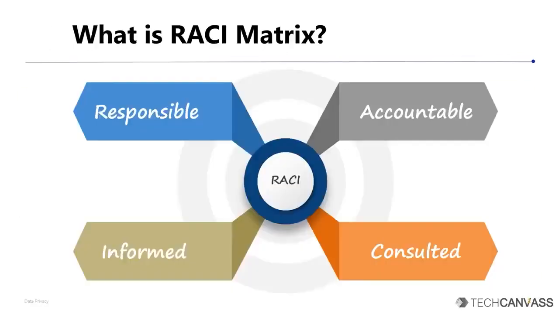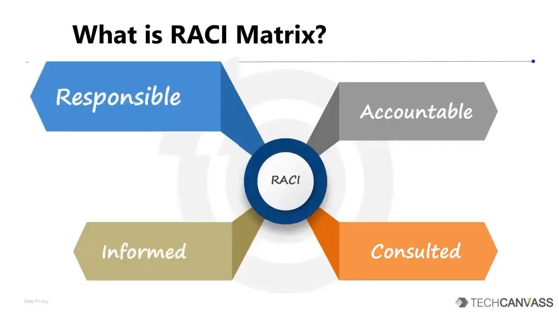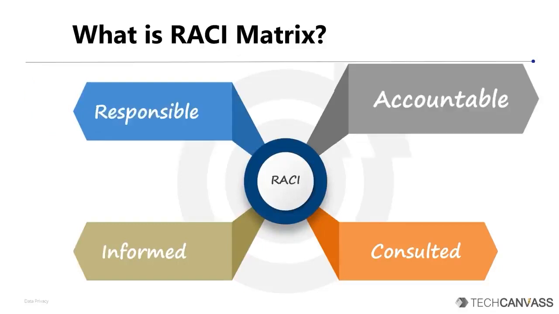RACI is an acronym. It stands for R, which is responsible. This talks about the person who is responsible for executing a task. A stands for accountable. This refers to the role of a person who is responsible for getting the task completed.